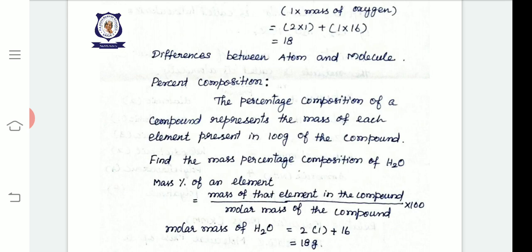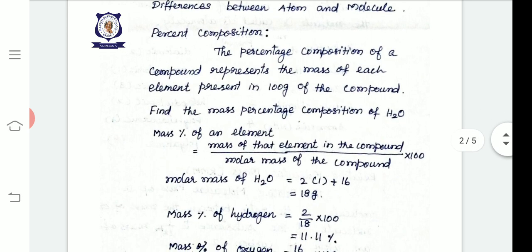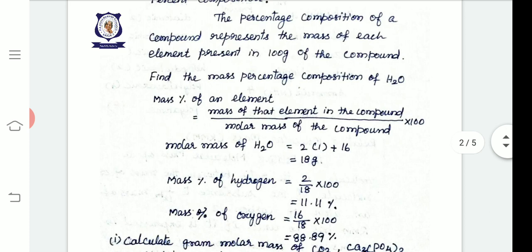Let us see an example. Find the mass percentage composition of water molecule, that is H2O. Here there are two elements, hydrogen and oxygen. You have to calculate the mass percentage of hydrogen as well as oxygen. What is the formula? Mass percentage of an element is equal to the mass of that element in the compound divided by the molar mass of the compound. What is molar mass? Here, the molecular mass of the water molecule.